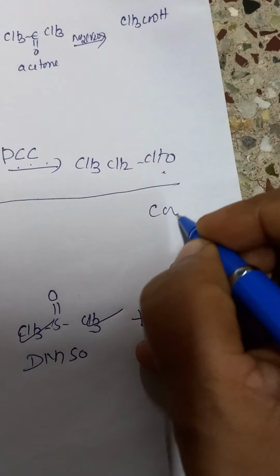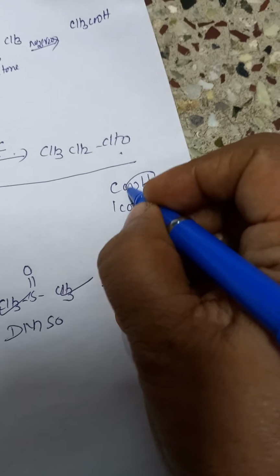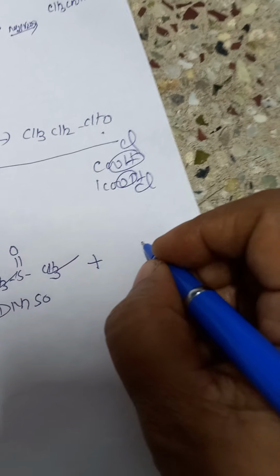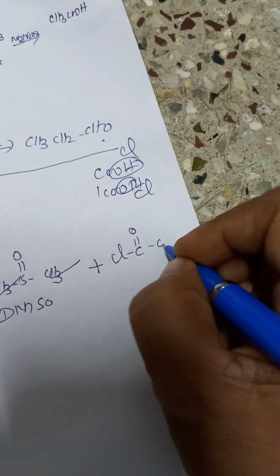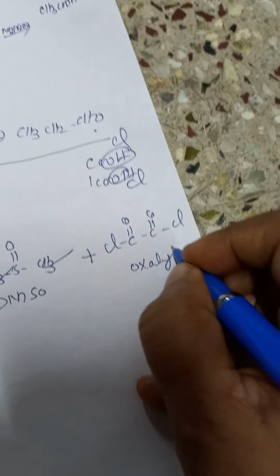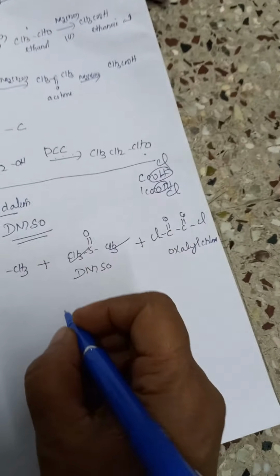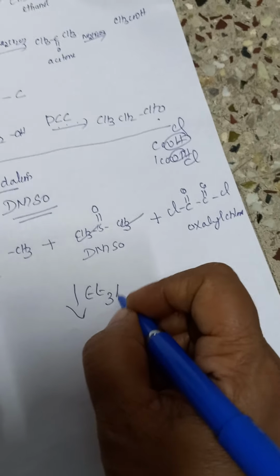Oxalic acid has the formula COOH, COOH. Here, instead of OH, Cl is substituted. It is called oxalyl chloride. That is C double bond O, Cl. Similarly, another C double bond O, Cl. Oxalyl chloride, in the presence of triethylamine.